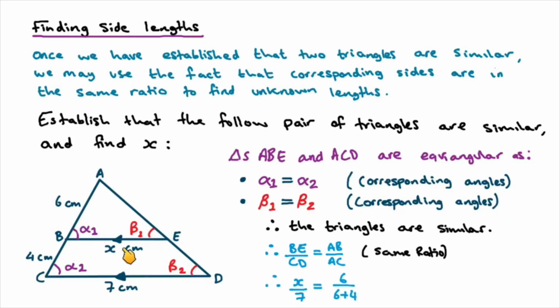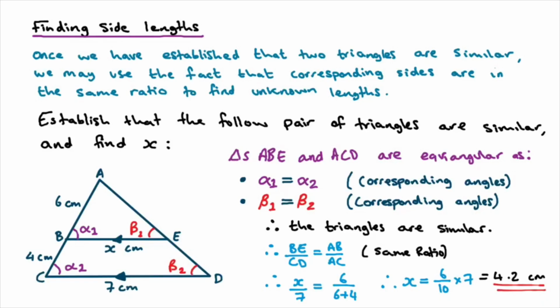We don't know the value of BE, as it's labelled x. We do know the value of CD, which is 7. AB is 6, and AC is 6 plus 4. So therefore, x is equal to 6 over 10 multiplied by 7, which gives us a value of 4.2 centimeters.